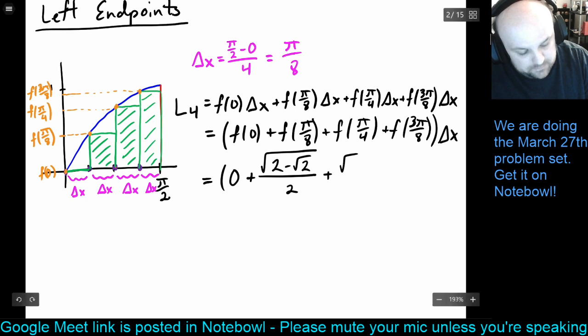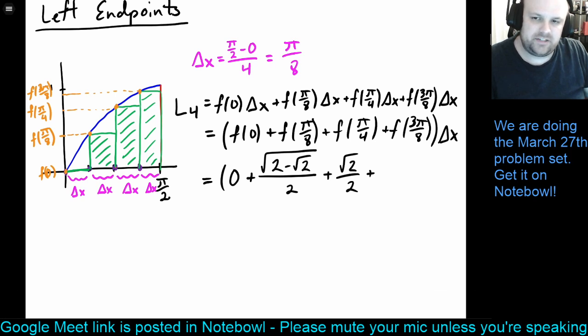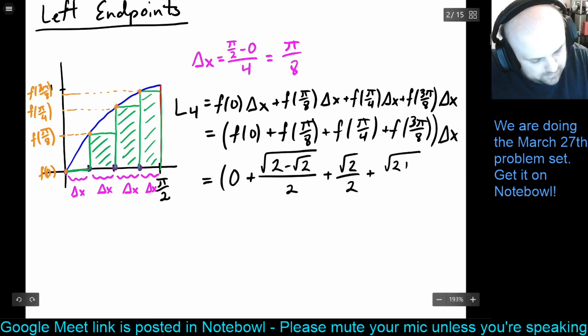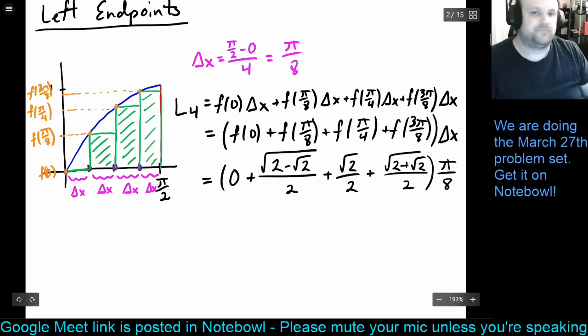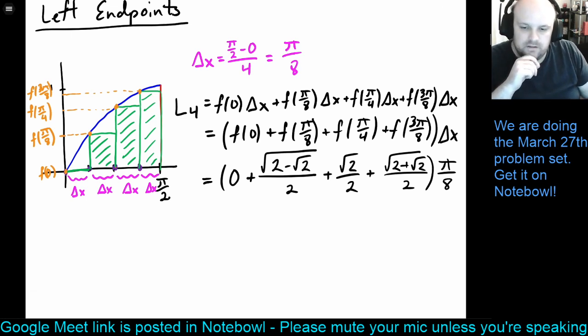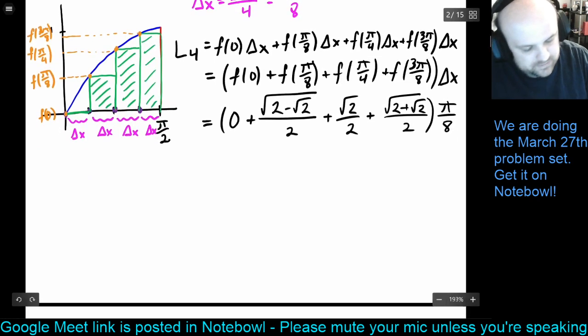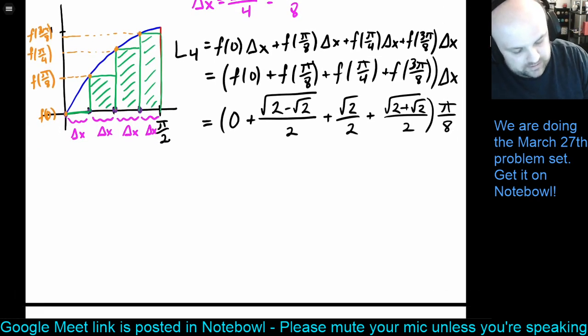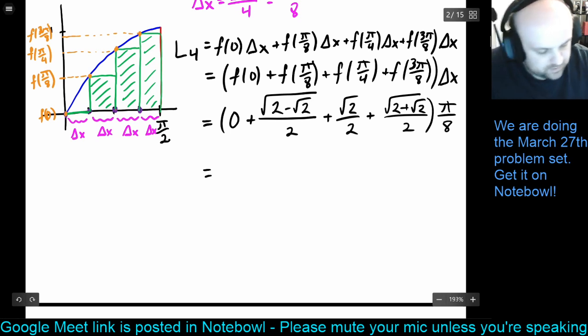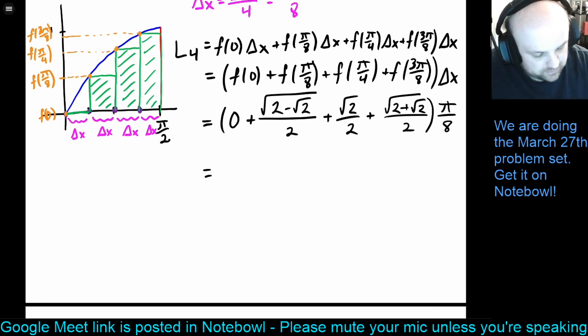Let's see. Sine of pi over 4 is root 2 over 2. And for 3 pi over 8, I think we just switch it to a plus underneath that radical. Hey, I'm right. So 2 plus square root of 2 over 2. And then times delta x, so times pi over 8. Okay. So we need to compute all this stuff. Well, that's going to add up to something fun, I'm sure.